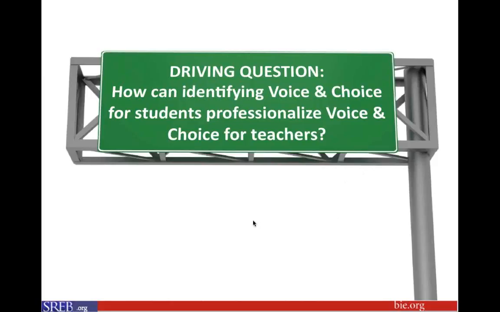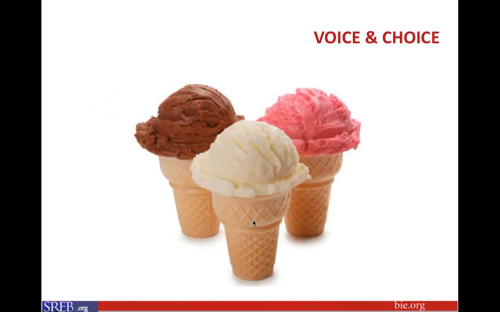So here's our driving question. How can identifying voice and choice for students professionalize voice and choice for teachers? A key part of my motivation tonight is to help you see that the transition to PBL is not just one that your students need to make, but is also one that you'll be making as well. And that understanding student choices is a key part of our professional responsibility as educators. It's the choices that we make about how we respond to student choices that will really make the advanced career projects meaningful and rich academic experiences for your students.